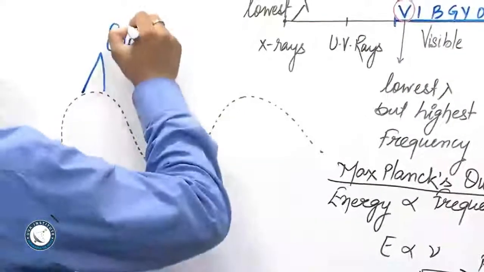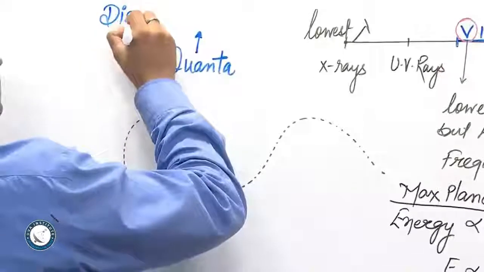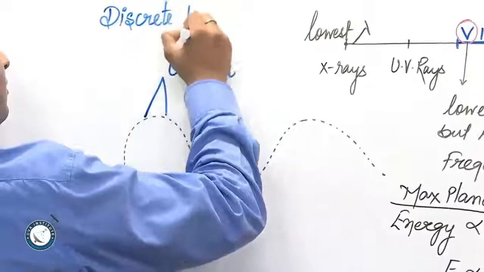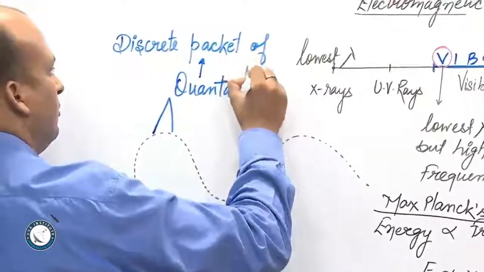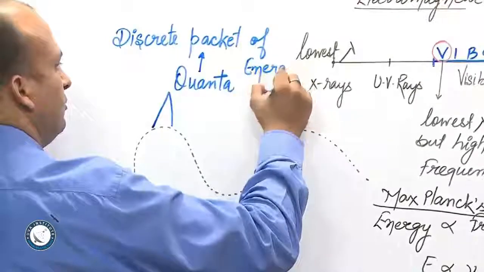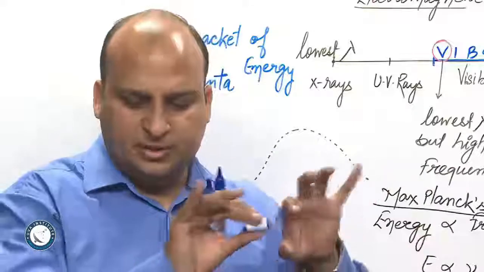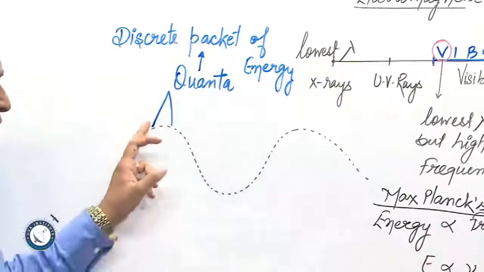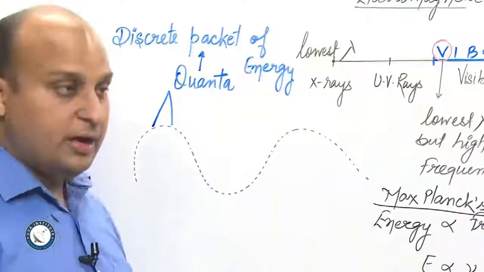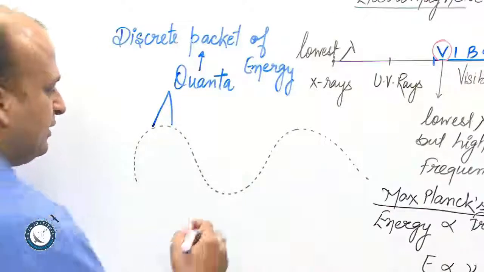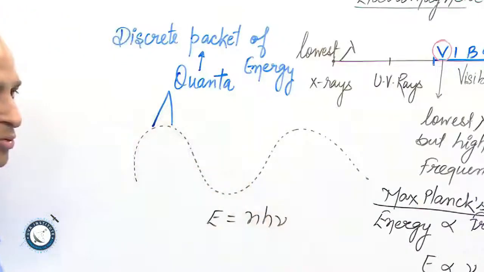What is a quanta? Quanta is a discrete packet of energy. Discrete means alag alag. Discrete मतलब alag alag. These are individual packets of energies. Okay. So as per Max Planck, he said that E is equal to NH nu.